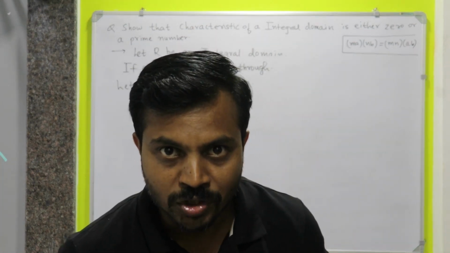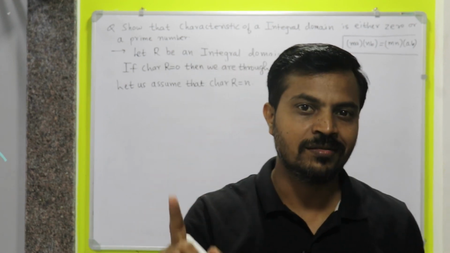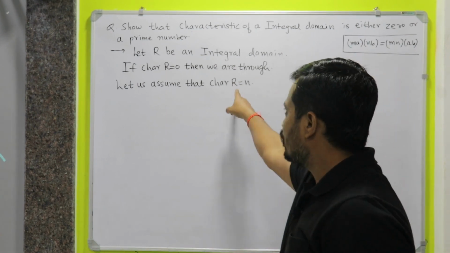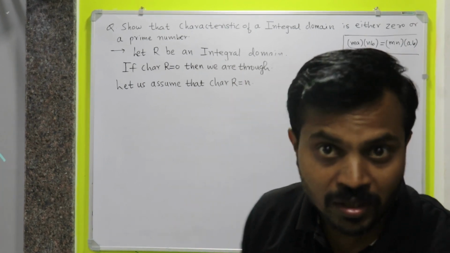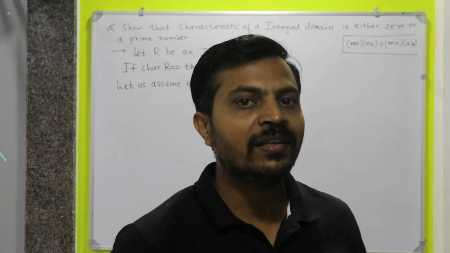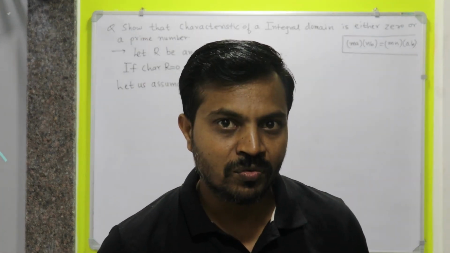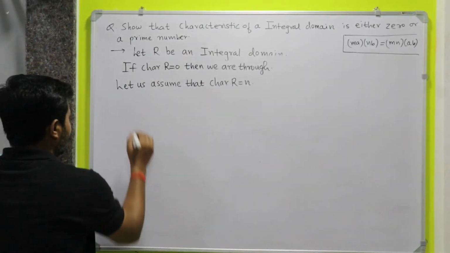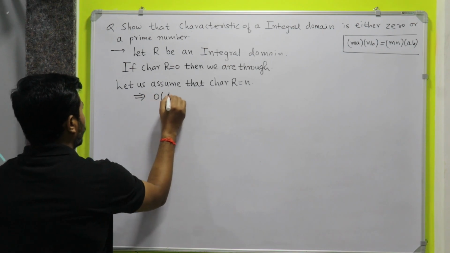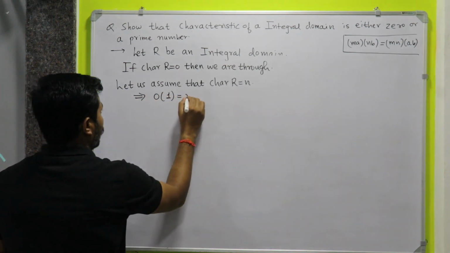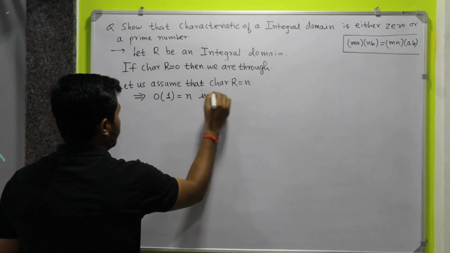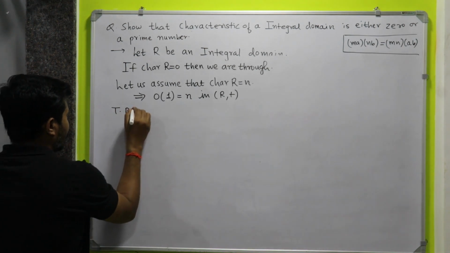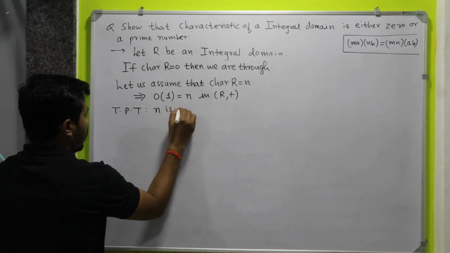But just wait. In order to prove it, we need one result that we have proved before. And what was that result? Characteristic of R is equal to n if and only if the order of multiplicative identity is actually equal to n in R plus, isn't it? So this implies order of multiplicative identity, we are calling it as 1, is n in R plus. Now it just remains to show that this n is prime.